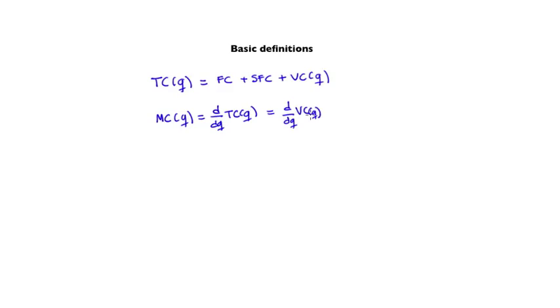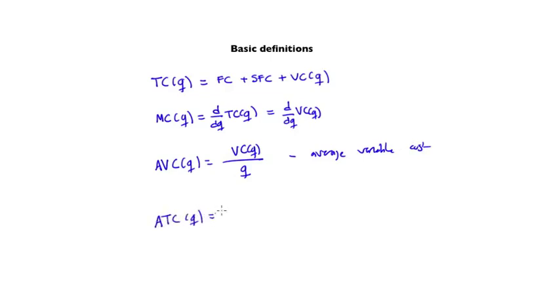Now, the following concepts are also very useful. One is the average variable cost as a function of Q, which is just the variable cost at Q divided by Q. Another one that is useful is the average total cost as a function of Q, which is equal to the total cost divided by Q. And if you do the algebra, that gives you that this is equal to the average variable cost as a function of Q plus the fixed cost plus the semi-fixed cost, divided by Q.